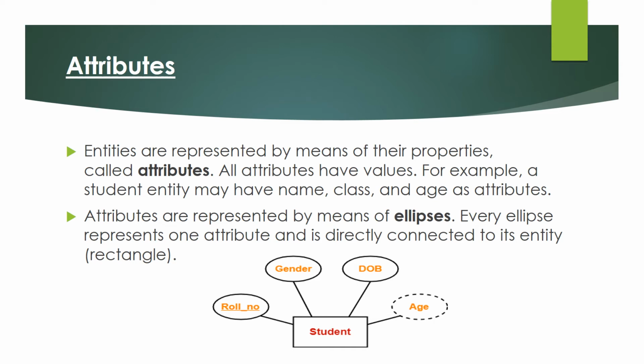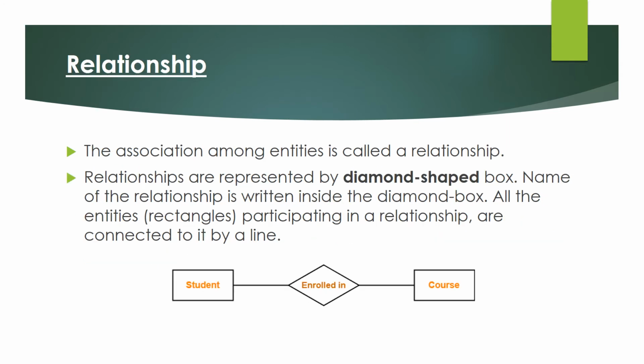That means they are defining that particular student, and attributes are represented by means of an ellipse. Now the next element is the relationship. The association among entities is called a relationship, and these relationships are represented by diamond shaped names.